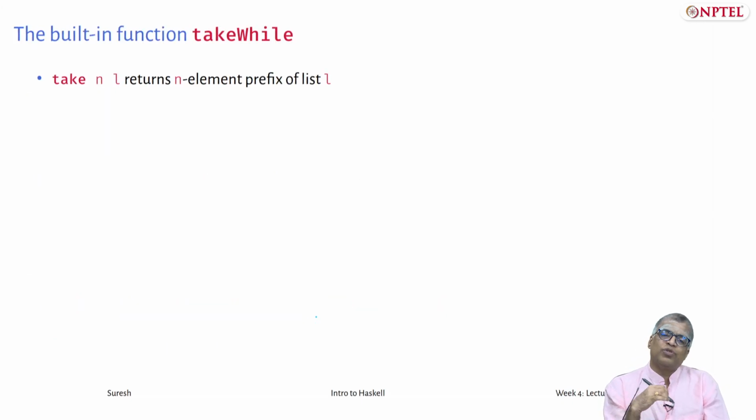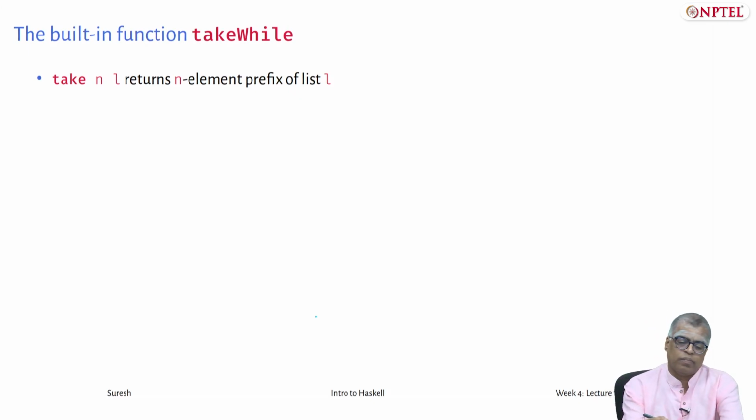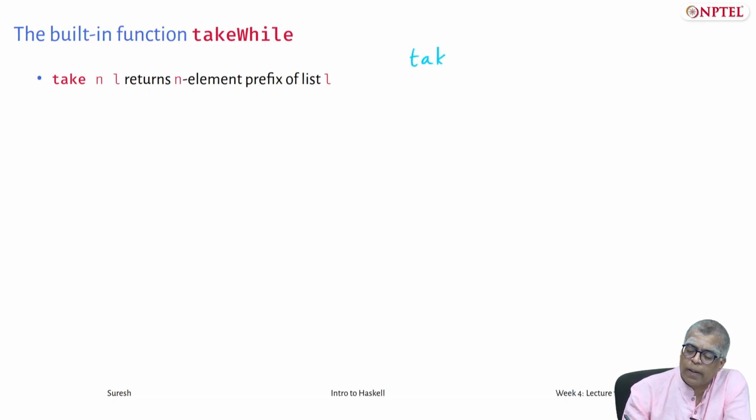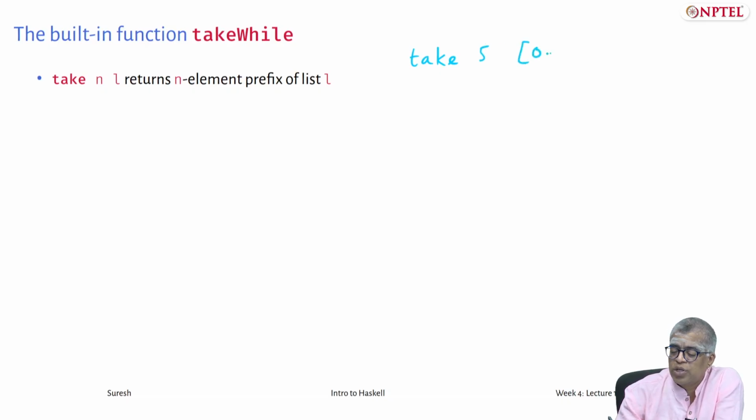So we have so far seen map and filter. There are lots of higher order functions. Let's see some of the more important ones, some representative ones. takeWhile is another function. So take n L returns the n element prefix of L, which we saw in the previous lecture. Take 5 of 0 to 9 is just 0 1 2 3 4.